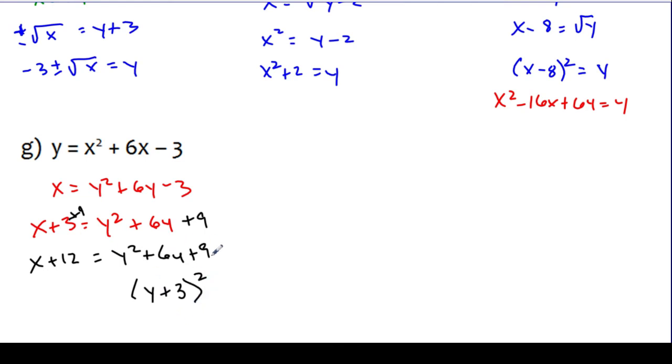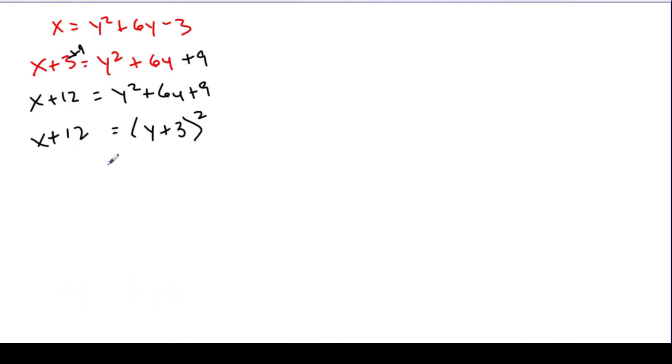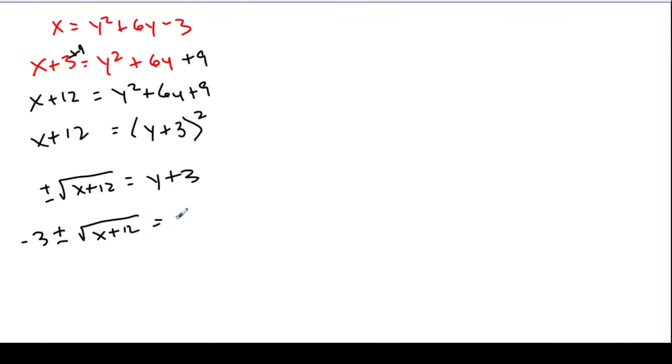Okay, and I did that because now this right-hand side turns into y plus 3 squared. Okay, this is 3 times 3. 6 is 3 plus 3. Okay, and I can finish up my problem. In order to get the y alone, I'm going to square root both sides. So the square root of x plus 12 is going to be plus or minus, again, okay, x plus 12. And now I square rooted the right-hand side as well, so it's just the y plus 3. And now I can subtract the 3 over, and it becomes negative 3 plus or minus the square root of x plus 12.